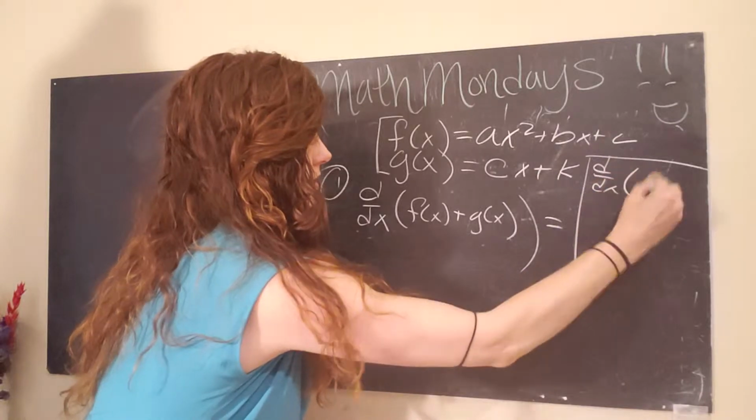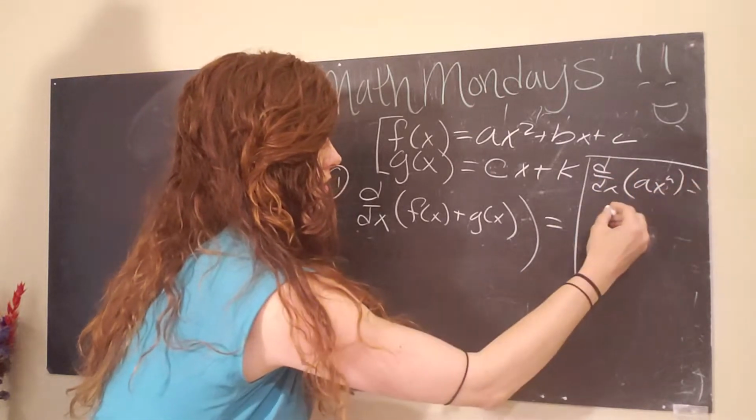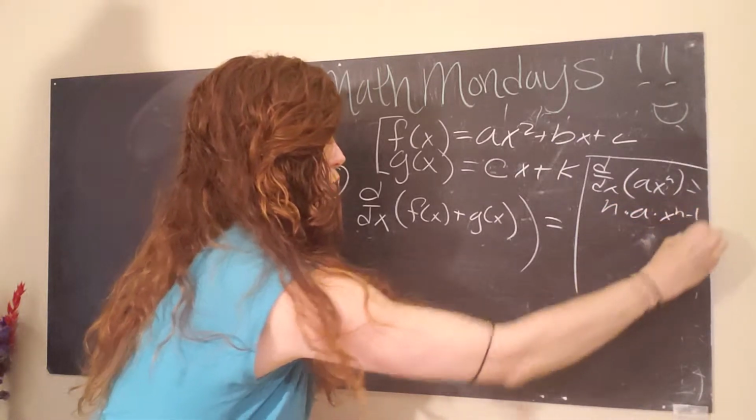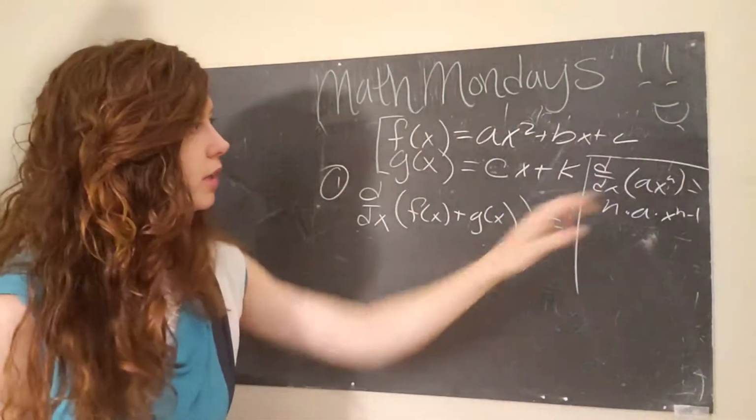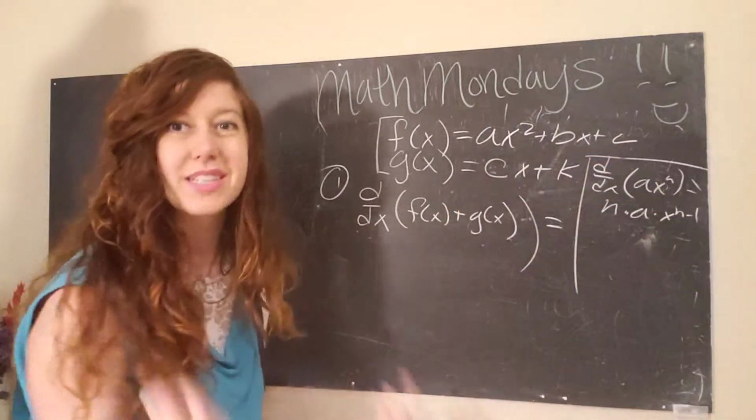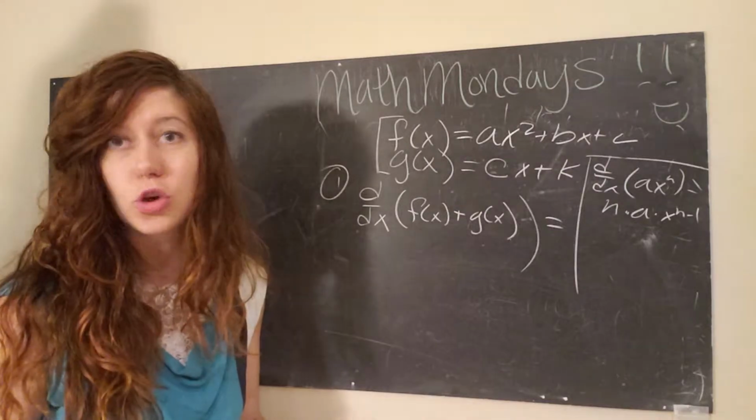d/dx of ax^n equals n times a times x^(n-1). So you can apply that to each of these terms individually, and if you don't have an x, then it goes to 0, because a constant doesn't change over time.